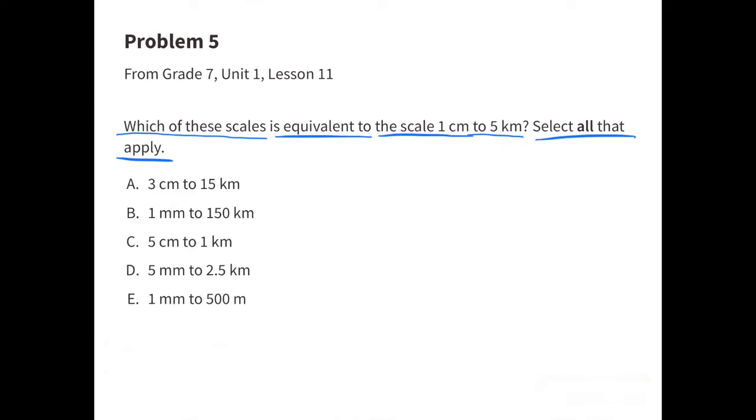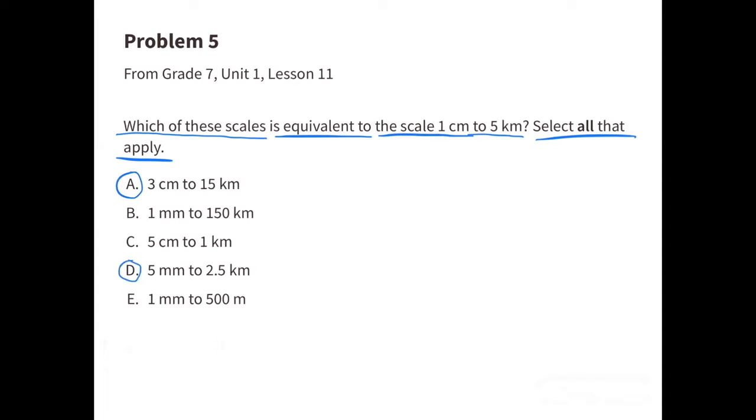Number 5. Which of these scales is equivalent to the scale 1 centimeter to 5 kilometers? Select all that apply. A. 3 centimeters to 15 kilometers. That's equivalent to 1 centimeter to 5 kilometers. 1 times 3 is 3, and 5 times 3 is 15.